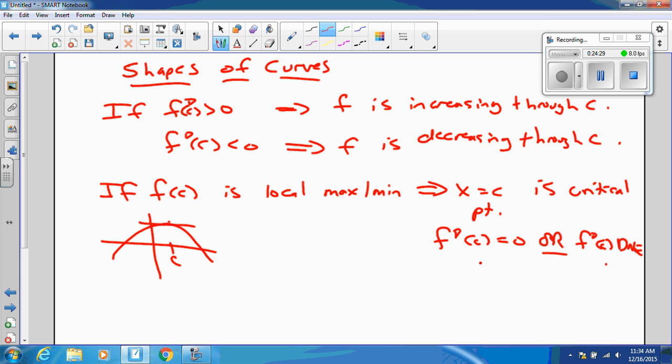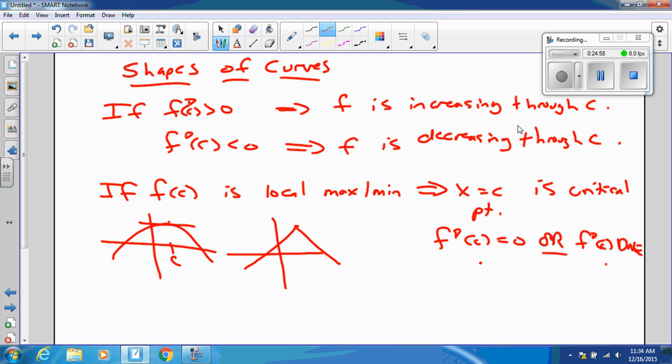Absolutely. If I draw myself a curve that has a local max at x equals c, then my derivative can't be positive, because if it were, my curve would still be going up. And my derivative can't be negative, because if it were, my curve would still be going down. So instead, my derivative either has to be 0, a horizontal tangent, or it has to fail to exist. Sharp point, or cusp.